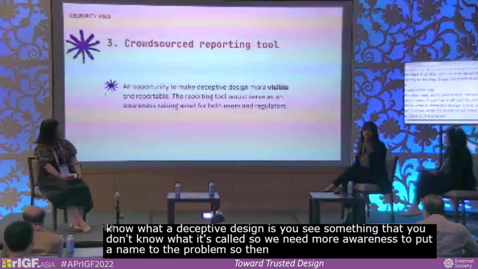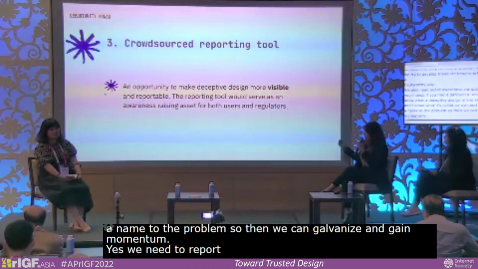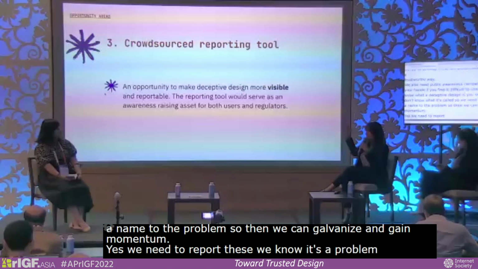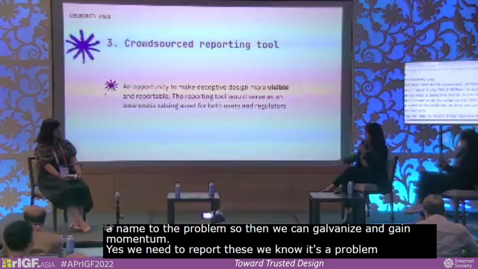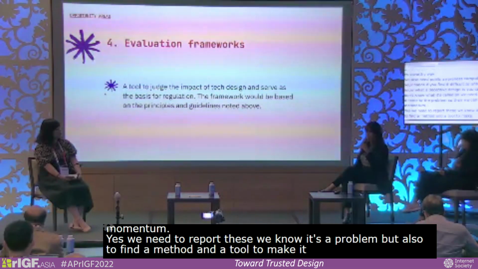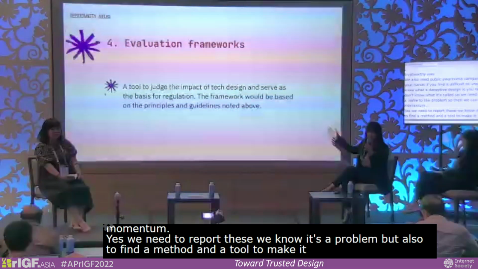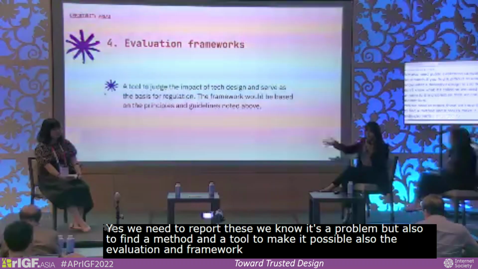Yes, we need to report these. So now we know that this is a problem, but we also need to actively find a method or a tool to make it visible and report. Next slide, please. We also need an evaluation framework. You can't fix what you can't measure. So we definitely need to work together towards building this.